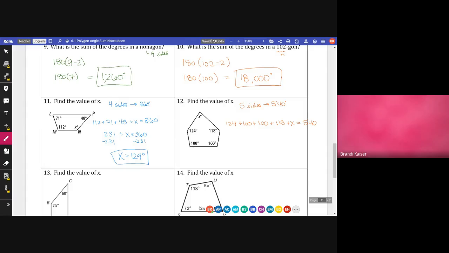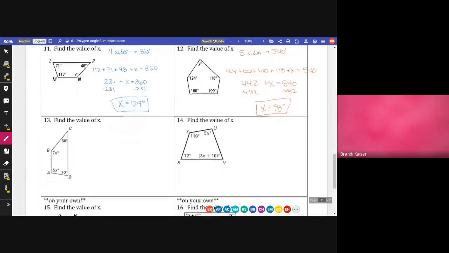When we combine all the numbers, 124 plus 100 plus 100 plus 118, we'll be left with 442 plus x equals 540. Then we need to subtract the 442 from the other side. So x would equal 98 degrees. All right, so those are the steps that we're going to take in order to find missing angles.